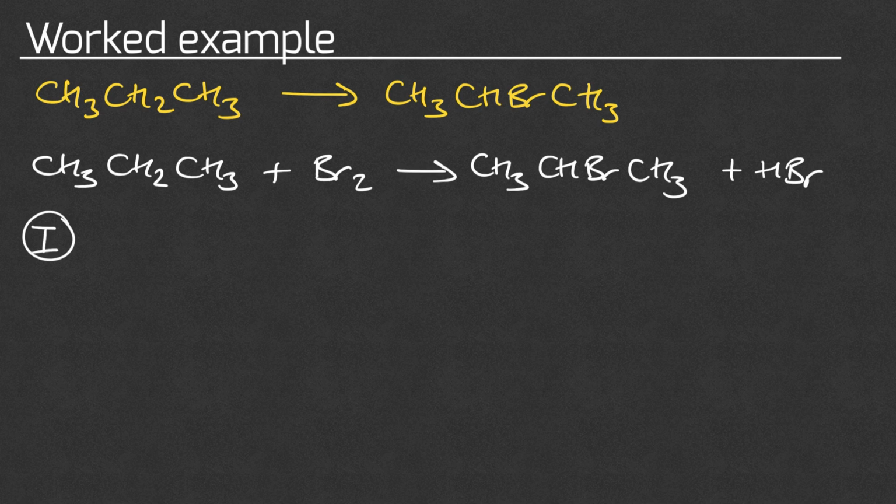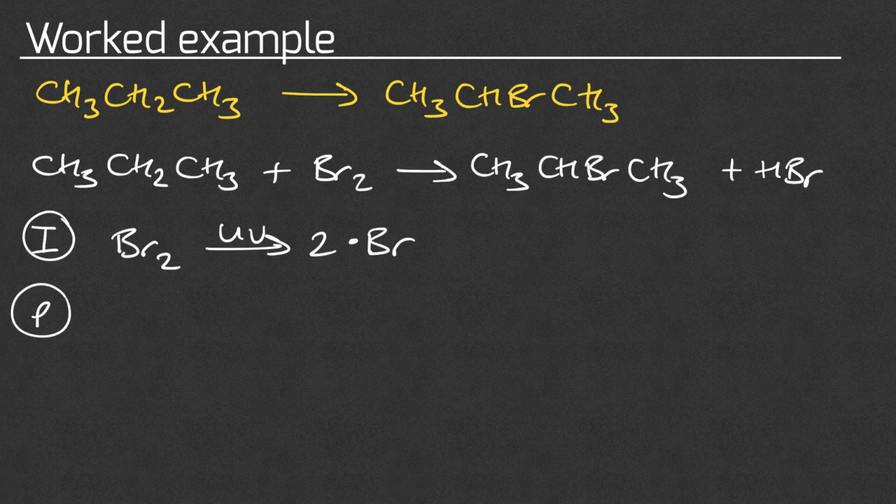So for the initiation step, we're going to photodissociate 1 molecule of bromine using UV light written over the arrow to form 2 bromine radicals. It's exactly the same as the chlorine we've looked at in previous examples. We're now going to write the propagation steps.